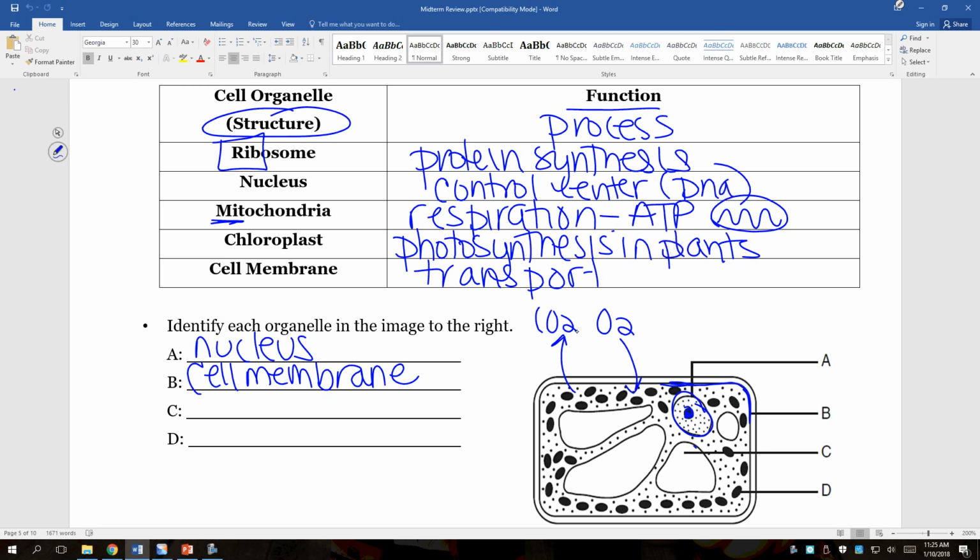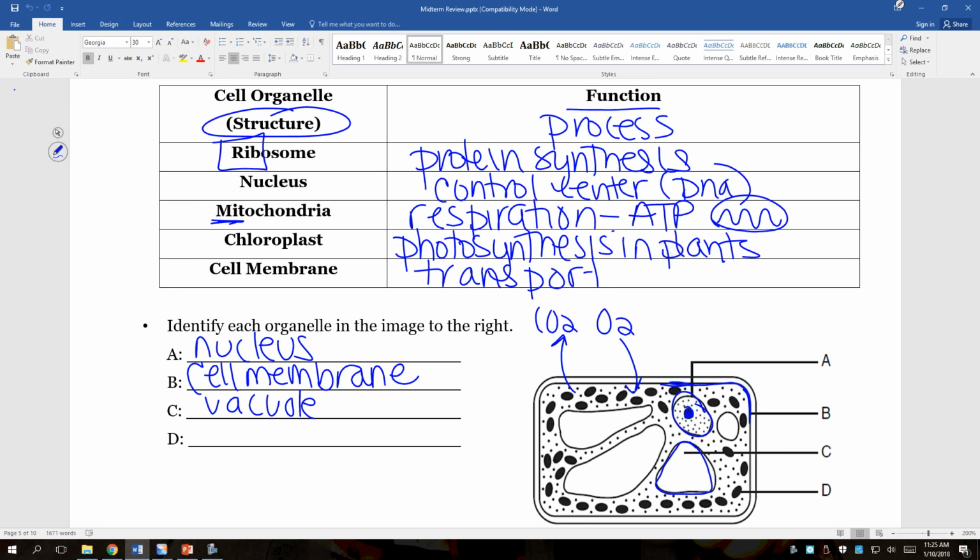C is pointing to this empty space right here. That empty space is going to be a vacuole. Now, I don't have vacuole written down as one of the organelles you need to know, but remember, a vacuole is in charge of storage. It can store things like food and water for the cell for later.